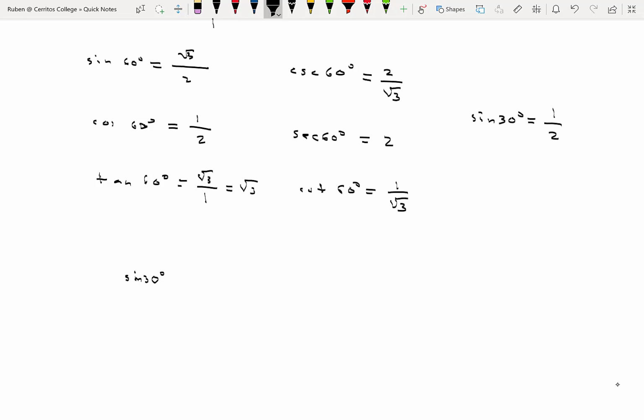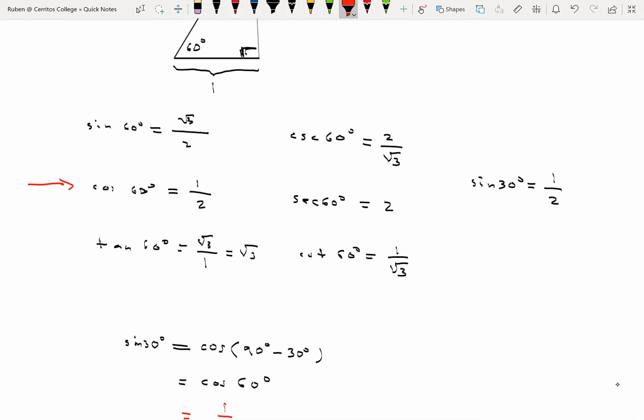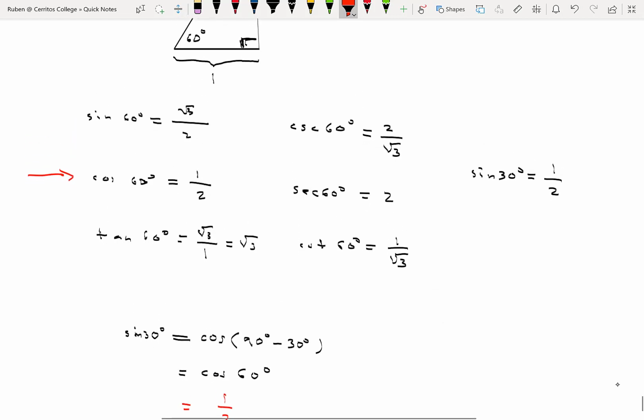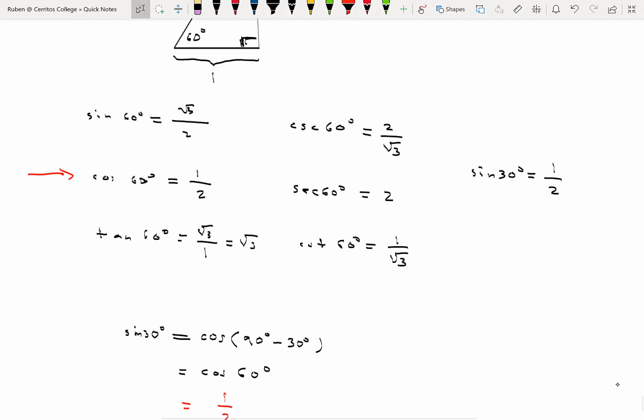The sine of 30. I could have used the identities from the last section that says that cofunctions of complementary angles are equal. So the sine and cosine are cofunctions, and the complementary angle to 30 is 90 minus 30, or 60. And the cosine of 60 I've just found above. The cosine of 60 was 1/2. So there are multiple ways of getting at the values of the trig functions. This method's okay, but it's not real efficient.